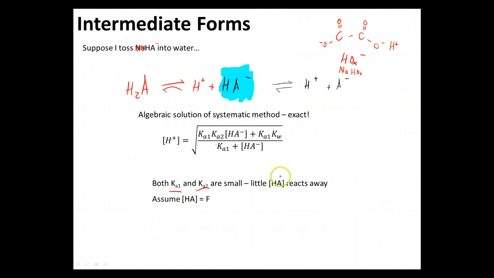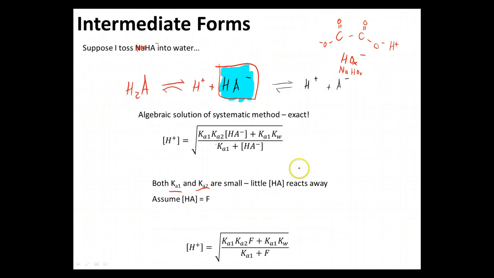Now, we can say from that that little of our HA is going to be reacting away. So suppose that, and I left out the minus sign there just for a little bit of simplicity. So our intermediate form, not a whole lot of it's reacting away into our two directions. So from that we can probably assume that we stay very close to our formal concentration for this, because they're just not going to be eating up a lot.